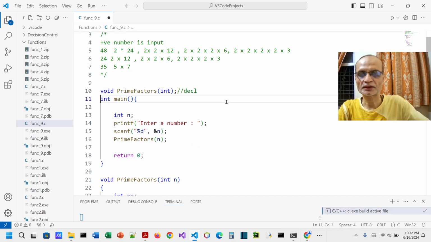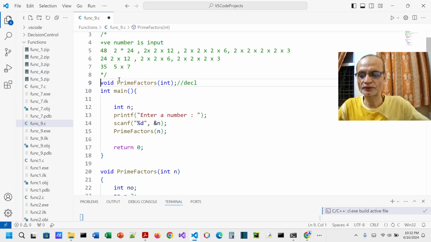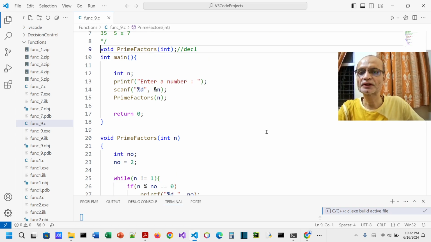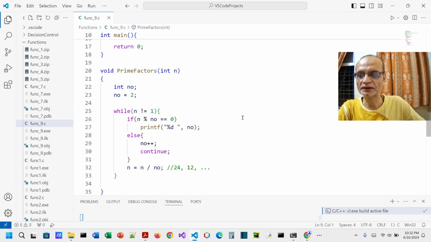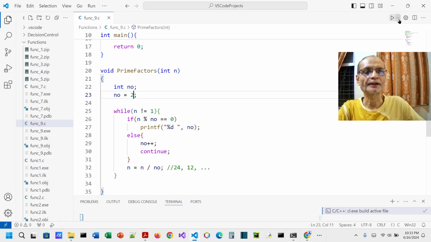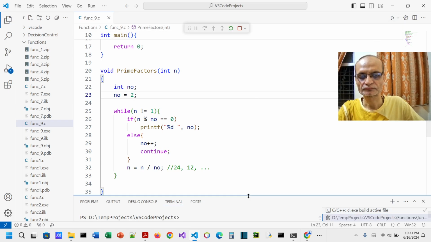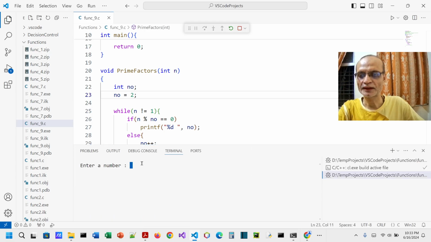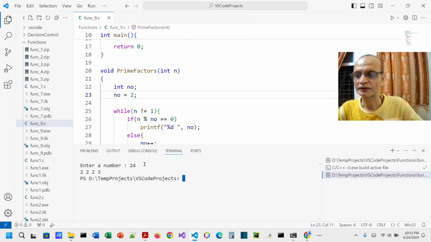So now let's run this code so that we should see how it is performing. I hope things are appropriate now. Continue, and number plus plus, and number was initialized to 2, right? So we'll enter a number. Right now we will enter say 24, because that number we know. So this is 2 into 2 is 4, 4 into 2 is 8, 8 into 3 is 24. So this is working correctly.